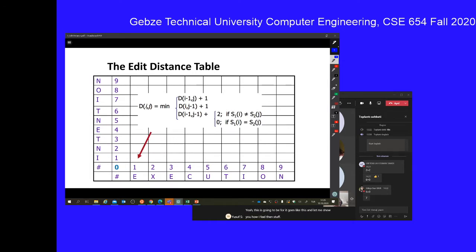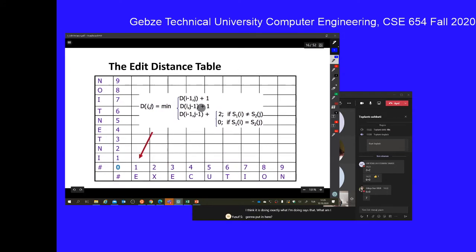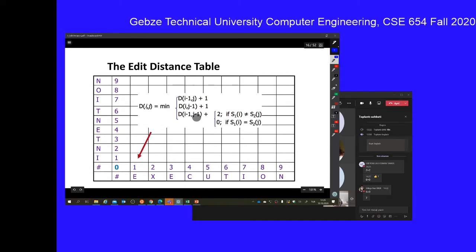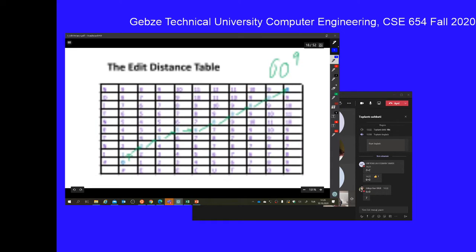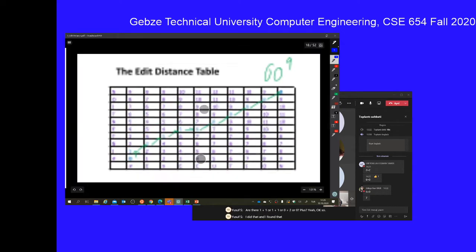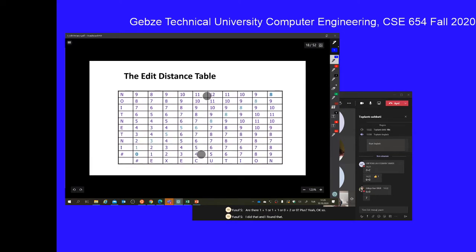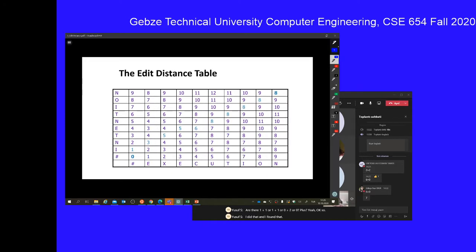I think it is doing exactly what I am doing. What am I going to put in here? Either 1 plus 1 or 0 plus 2, yeah, okay. So I did that and I found that it's going to be 2. And it goes like that, and it looks like they filled in everything, and at the end I have 8 in here.